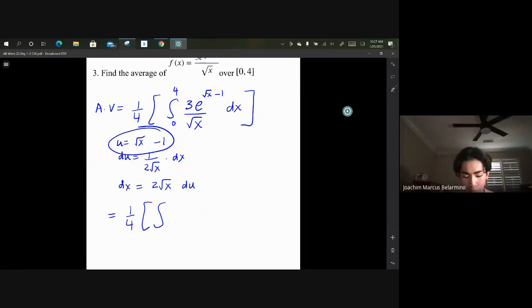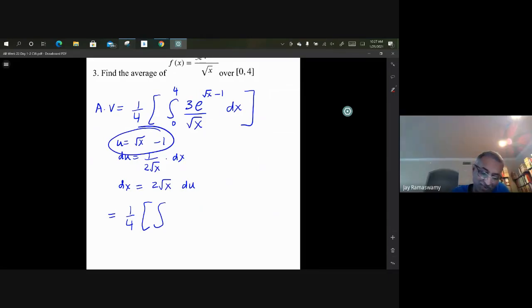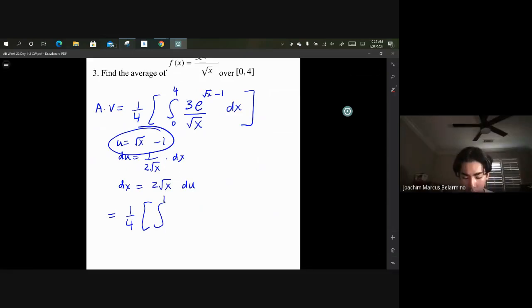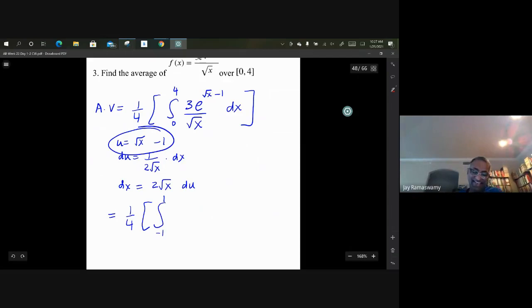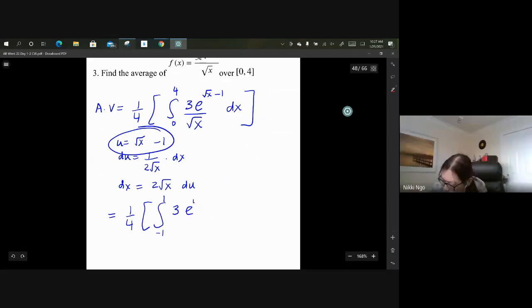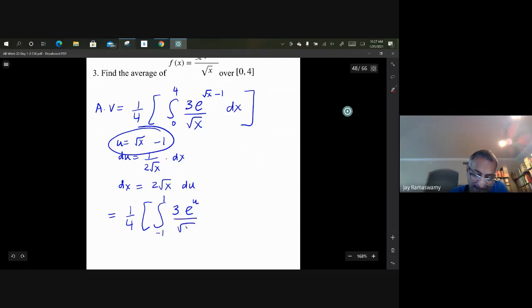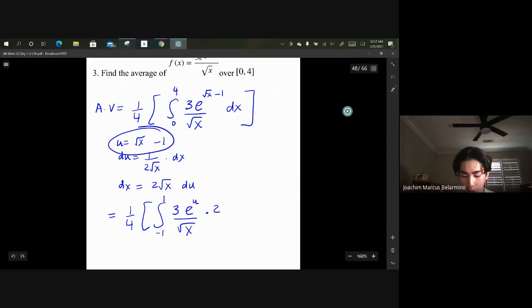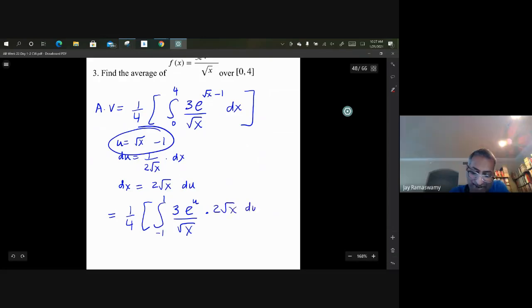1. Square root of 4 is 2, minus 1 is 1. What does your lower limit become? Negative 1. Everybody okay there? Okay, 3 e to the power of u. The radical x stays, and dx is nothing but 2 radical x du. The radical x cancels.